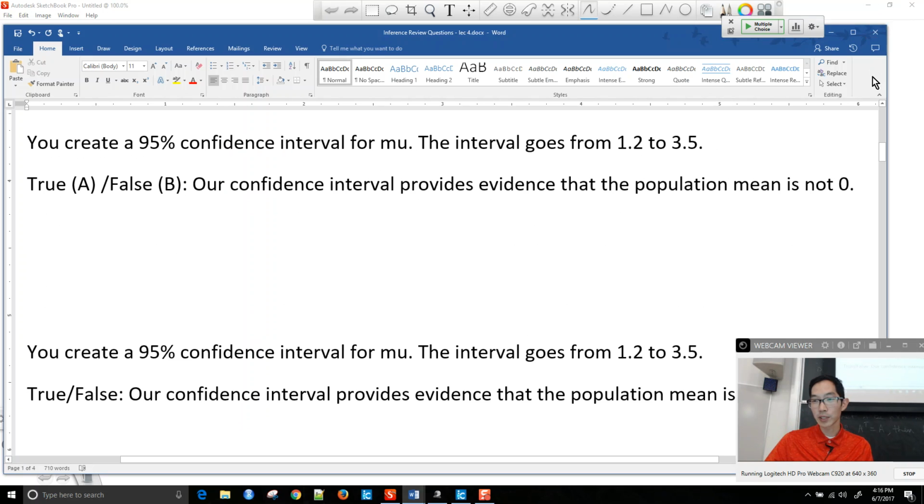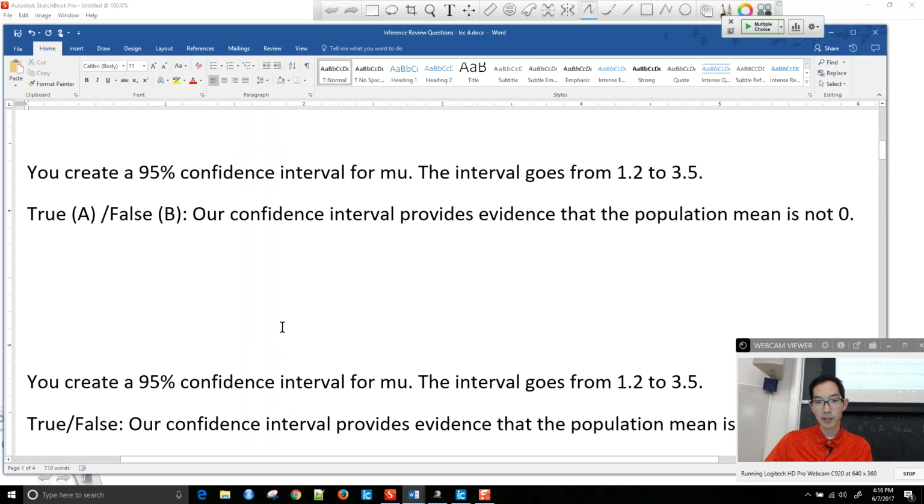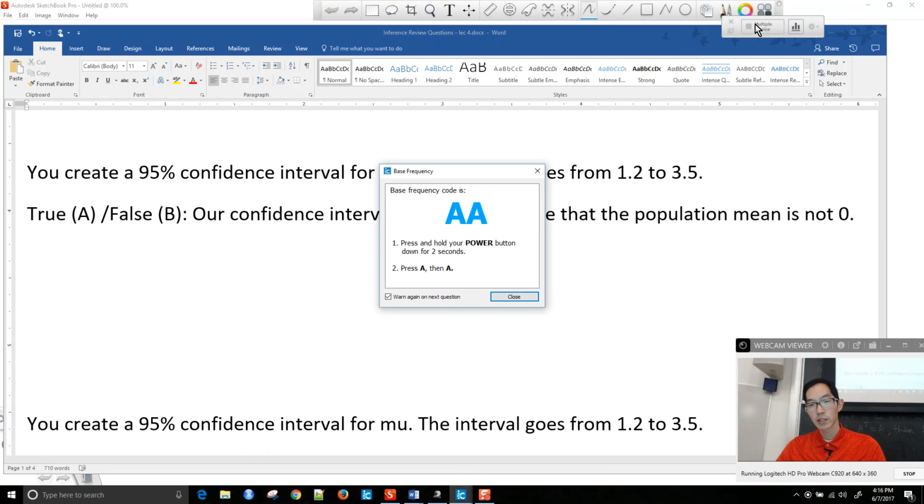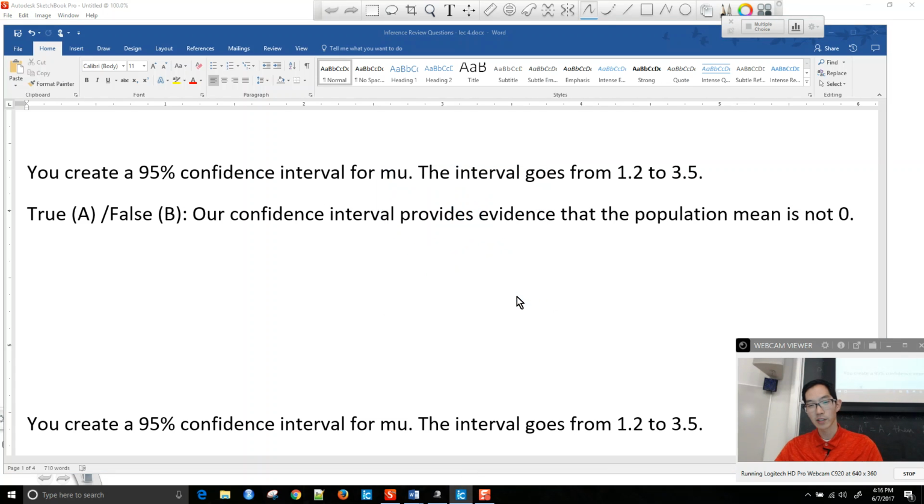All right, so you create a 95% confidence interval. The interval goes from 1.2 to 3.5. True or false, our confidence interval provides evidence that the population mean is not 0. Get your clicks in there, true or false. You can ask your neighbor for answers.